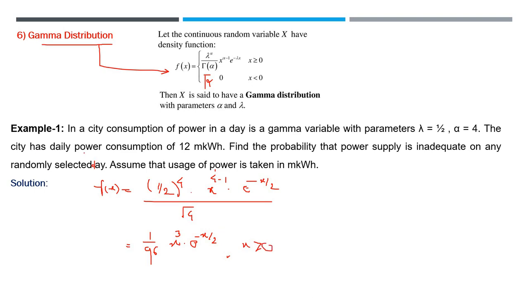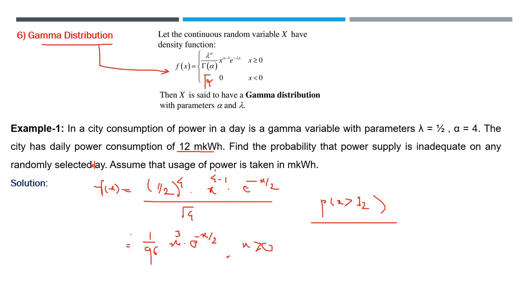Then afterwards, what we have to find out: the condition is that the city has the daily power consumption of 12 mkWh. Find the probability that power supply is generated on any randomly selected day. So we have to find out the probability for x greater than 12. That means the daily power consumption should be at least 12 mkWh.